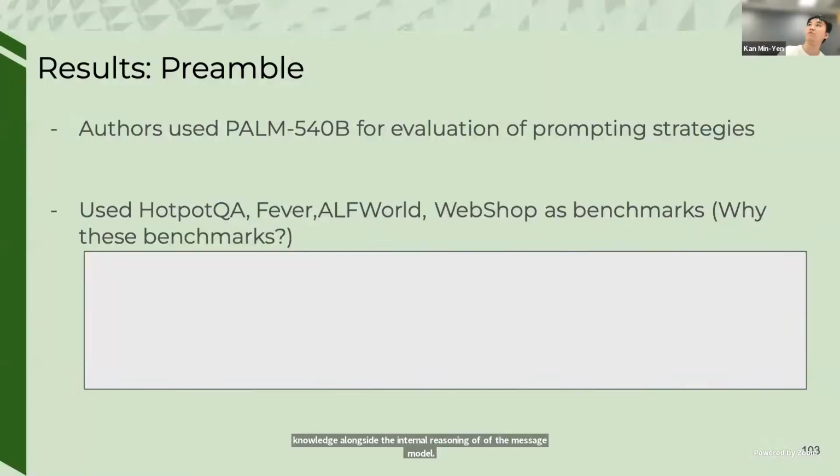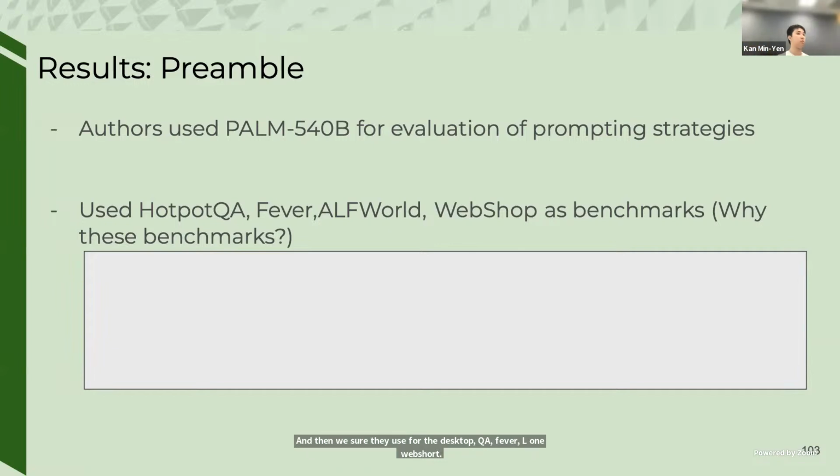So now to go on to the results. This is a preamble that shows the settings the authors use for the ReAct paper. The authors use PaLM 540B for the evaluation of prompting strategies. And then they use 4 data sets called HotpotQA, FEVER, ALFWorld, and WebShop. I'll just explain all 4 of these first.